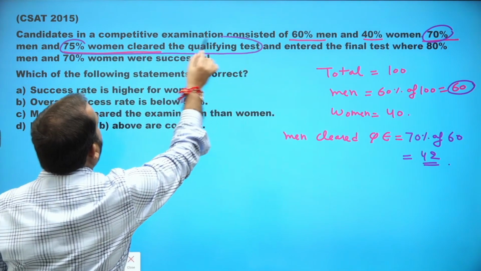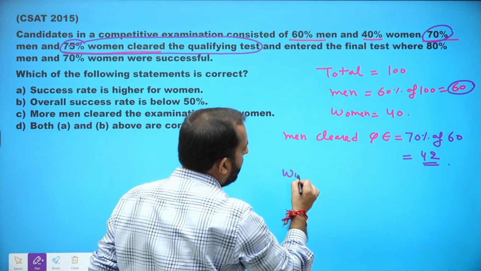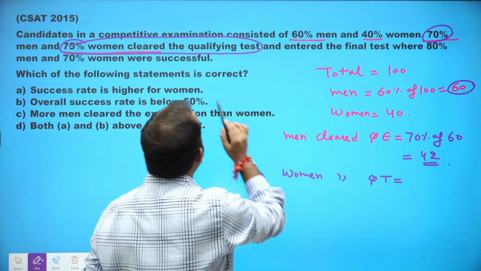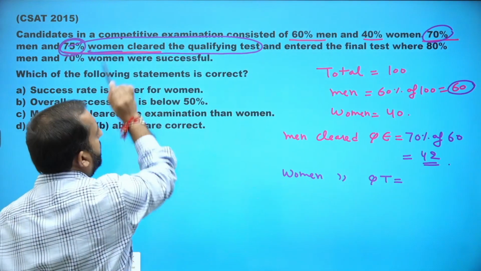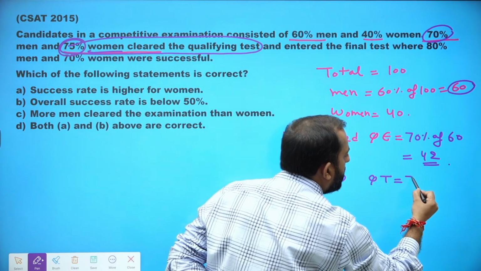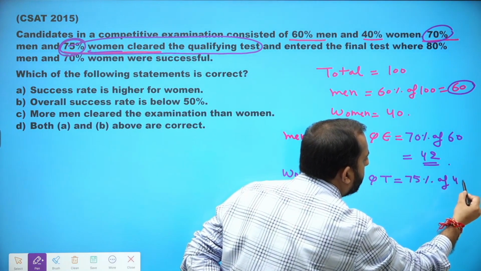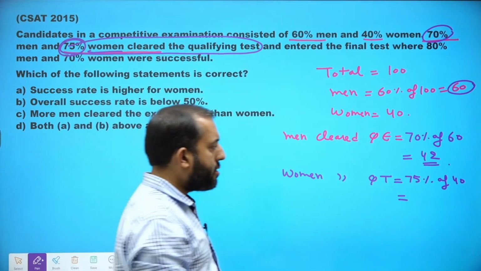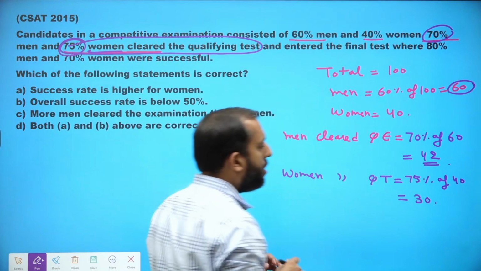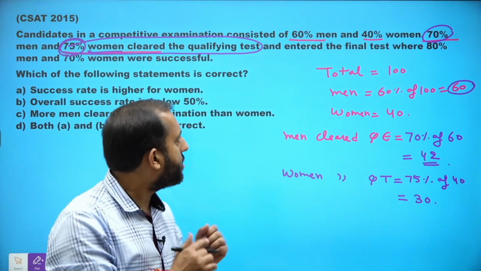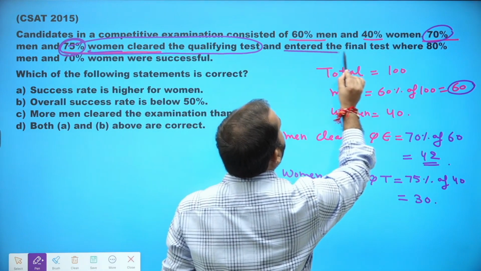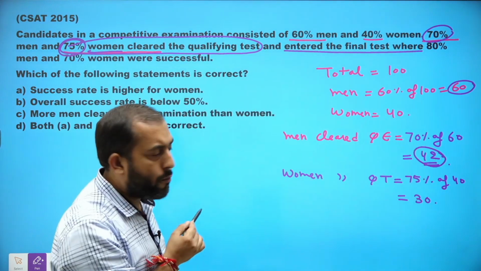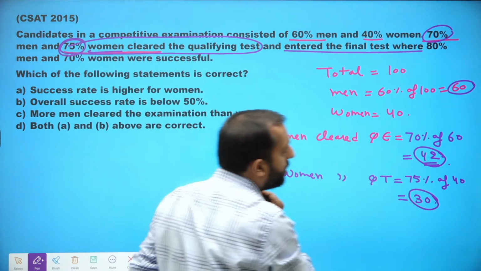75% women cleared the qualifying test. So the number of women clearing the qualifying exam is 75% of women. How many women are there? 40. So 75% of 40. Now guys, 75% is 3 by 4. So 3 by 4 of 40 is 30. So 30 women cleared the qualifying test. Next line is and entered the final test. So the number of men entering the final test is 42 and the number of women entering the final test is 30.